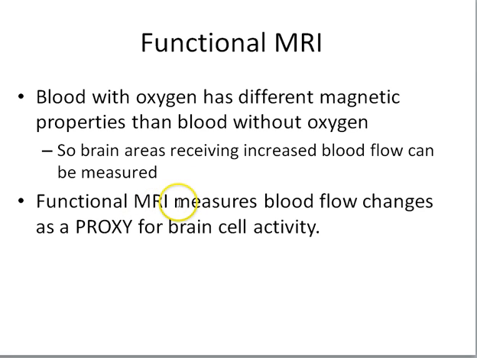So the functional MRI measures blood flow changes, right? And that's being used as a proxy for brain cell activity. So the technique is not actually measuring brain cell activity directly, but it's measuring changes in blood flow that are the result of changes in brain cell activity.